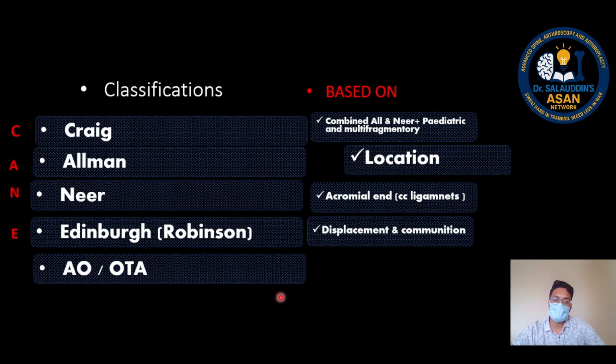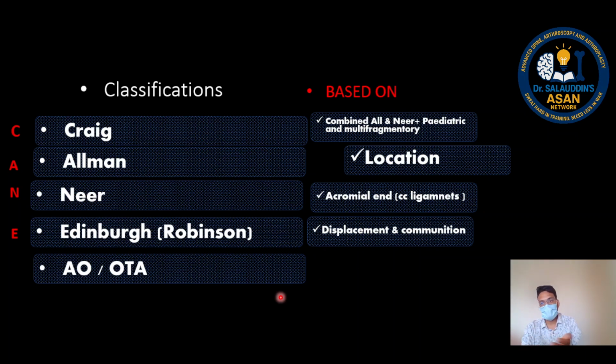Only the difference comes in the Edinburgh classification or the Robinson's classification, where he talks about displacement and comminution. So type 1 is medial, type 2 is shaft, type 3 is the lateral end. So shaft fractures, first type 2, A1 is the fracture is undisplaced. There is only a fracture, it is not displaced. And if it is angulated, it is type 2, A2.